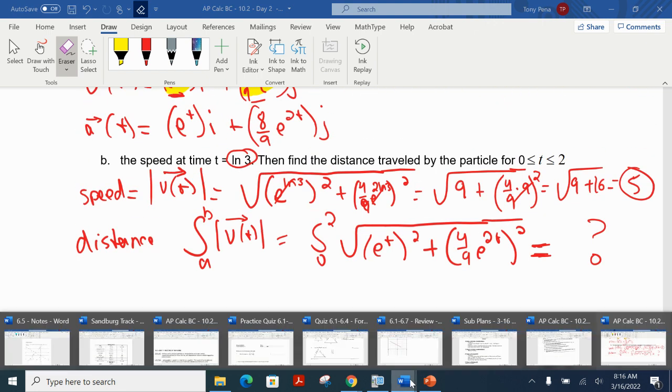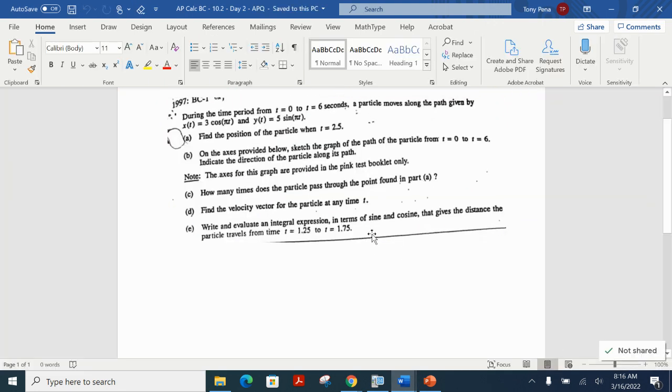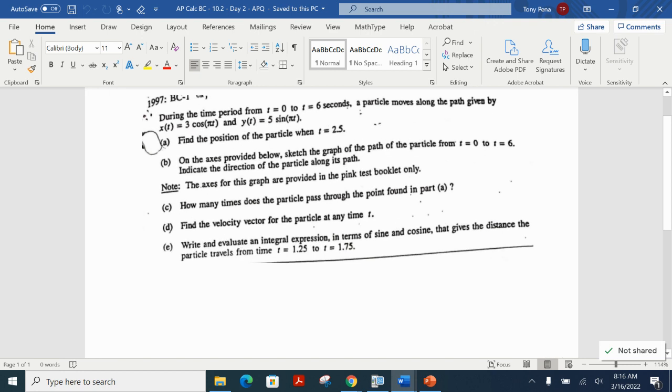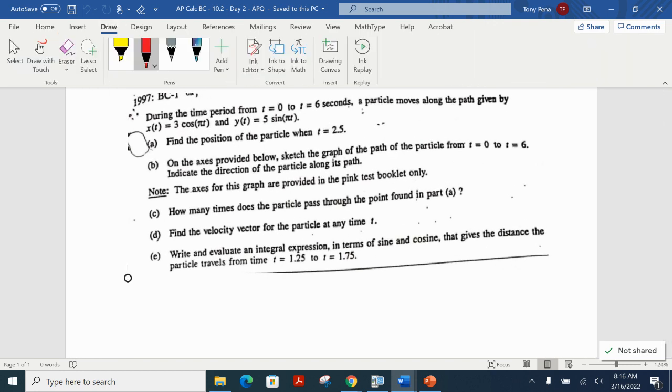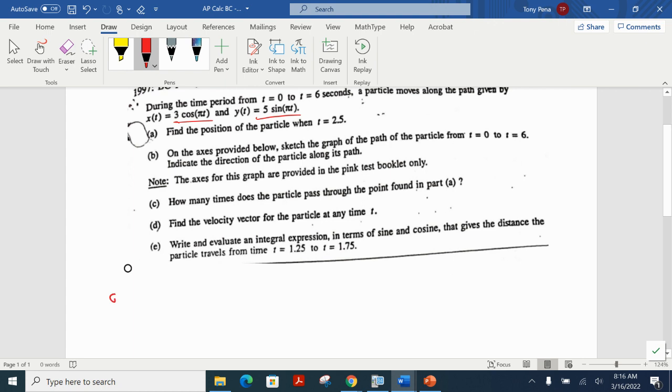All right. Next page was an old AP question, really old AP question, but I like it. It's pretty straightforward. It's simple. It kind of gets at everything that we want to get at. So during the time period from 0 to 6 seconds, a particle moves along the path given by, and then they give you this, and then this, and then it asks to find the position of the particle at the time of 2.5. So this is our position for x. This is our position for y.